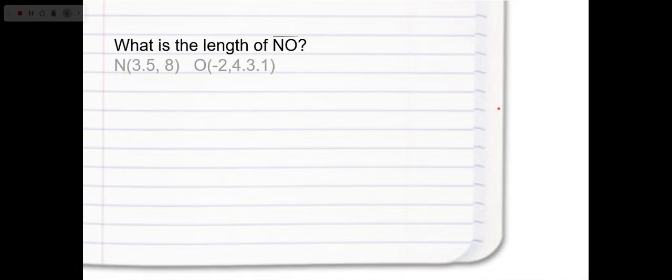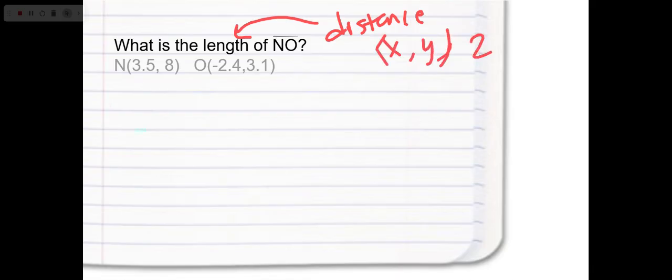All right, this was a 2-day lesson, right? Okay, so what is the length of NO? Okay, N is at 3.5, comma 8, and O is at negative 2.4, comma 3.1. Okay, so we're going to find length. Again, remember, length means distance. And since this has an x and a y value, that means it's 2D. So we're going to use the 2D distance formula.